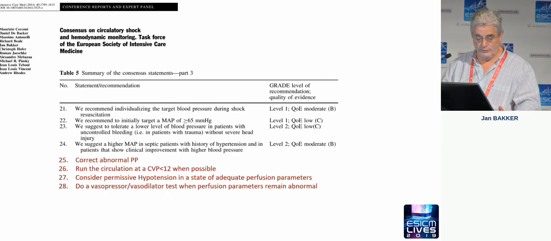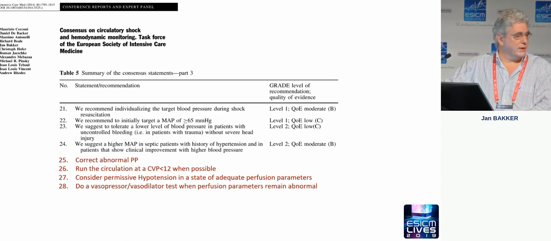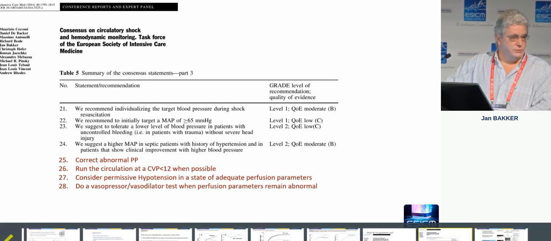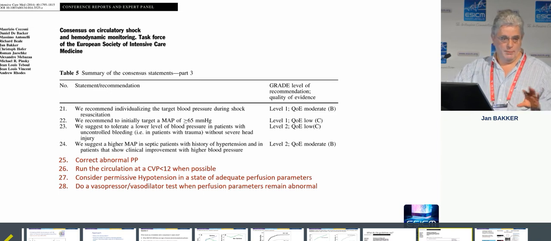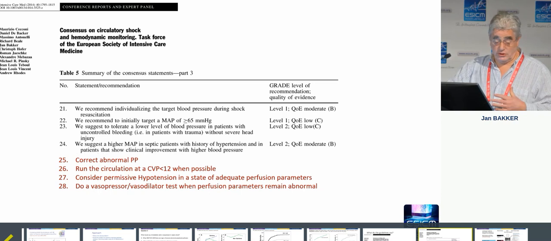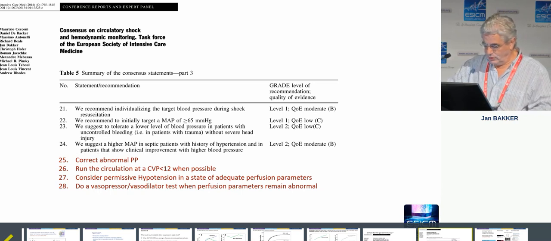So I would add a few things. I would correct abnormal peripheral perfusion. Abnormal peripheral perfusion in the context of any blood pressure is a bad sign in shock. I would run the circulation at the lowest CVP possible, and I always try to keep the CVP less than 12 when possible. And remember, measuring CVP is not that easy, especially if you have a high PEEP, I mean, you know all the pitfalls. And I always consider permissive hypotension in a state of adequate perfusion parameters.